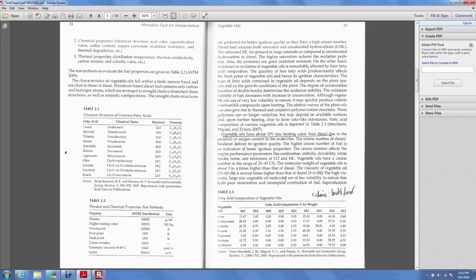It also has very large molecules with low volatility. As it goes through that tiny little injector, because those molecules are so large, you get poor atomization, which means when it gets injected into the cylinder, it does not mix very well. Atomization is the mixing of the air and the fuel. Because it doesn't mix well, you end up with incomplete combustion, because you've got these big chunks of vegetable oil, and they don't have time to burn completely.